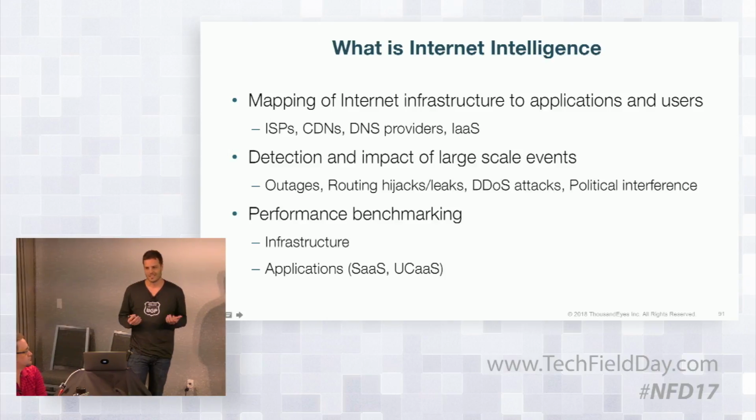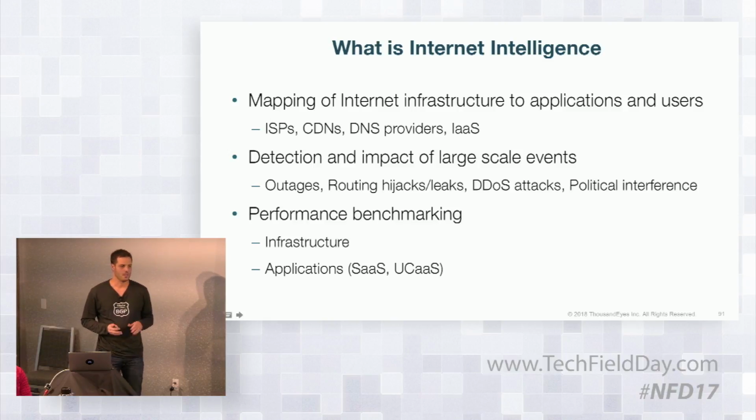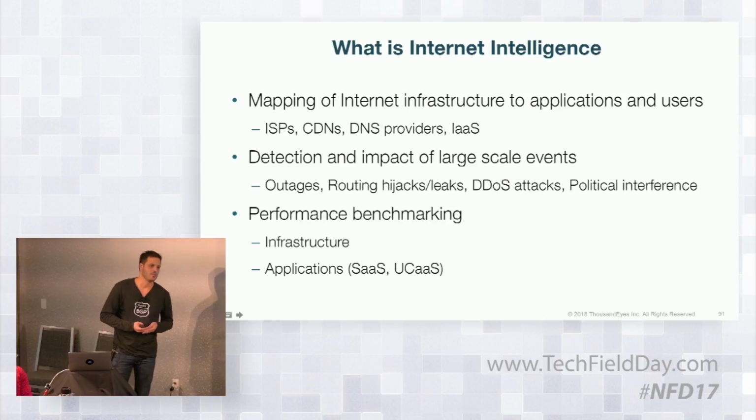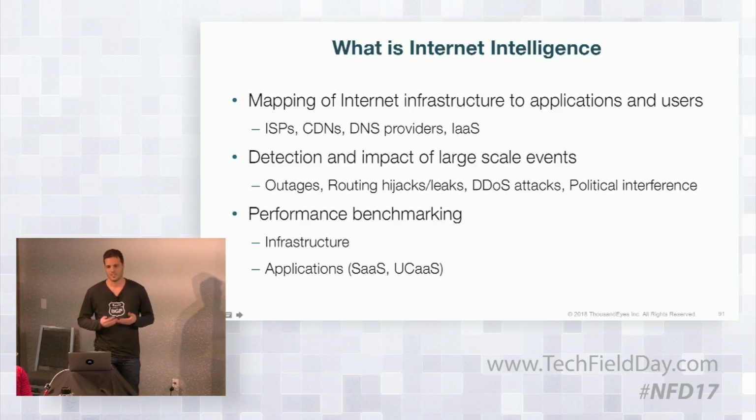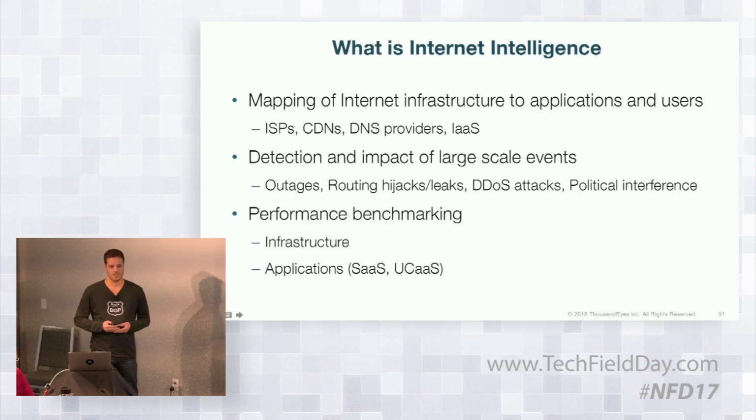When we talk about internet intelligence, what exactly is that? The way we think about it is mainly the mapping of dependencies between users, applications, and the internet infrastructure under it. It's almost like the connection between these two worlds. There's the infrastructure world, with service providers, CDNs, DNS providers, infrastructure as a service, and hosting. And then you have the other world, users accessing applications, more and more SaaS applications, obviously, and more applications going through the internet.